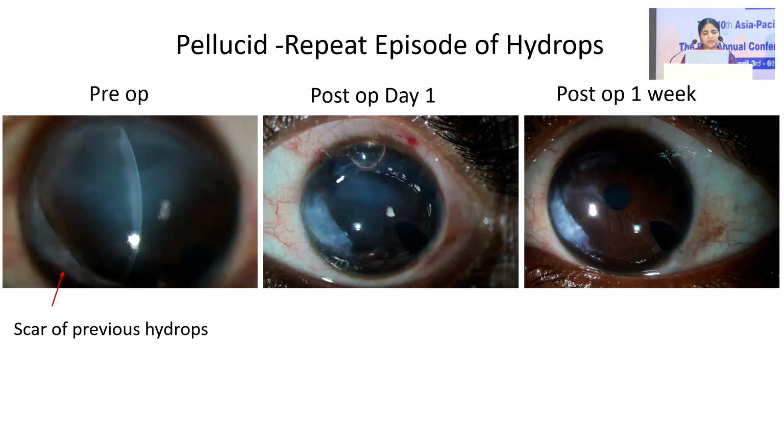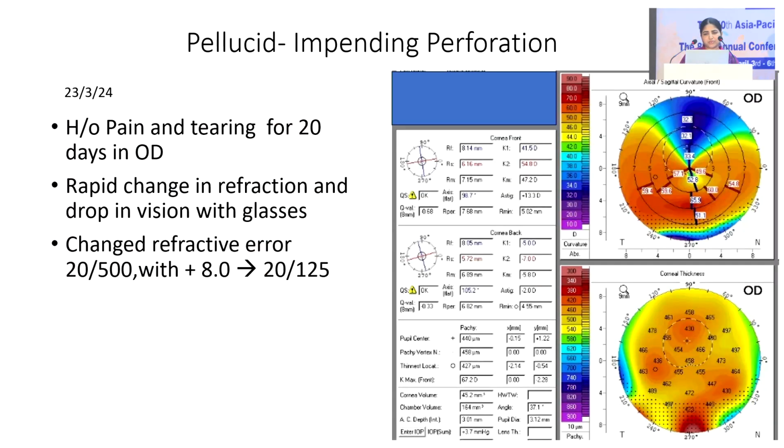Pellucid can also be prone to repeat episodes of eye drops, and this was one case where the red arrow is pointing towards an area of previous eye drops, and then subsequently one more episode occurred later in the superior location, again managed with compression sutures. The last picture is that of 1 week duration.